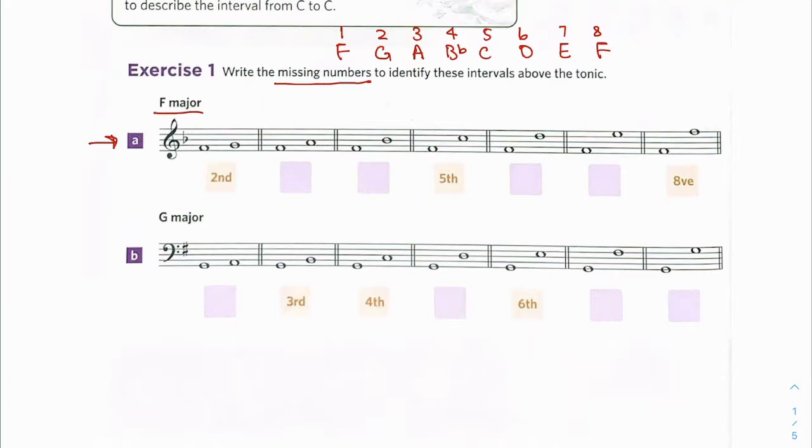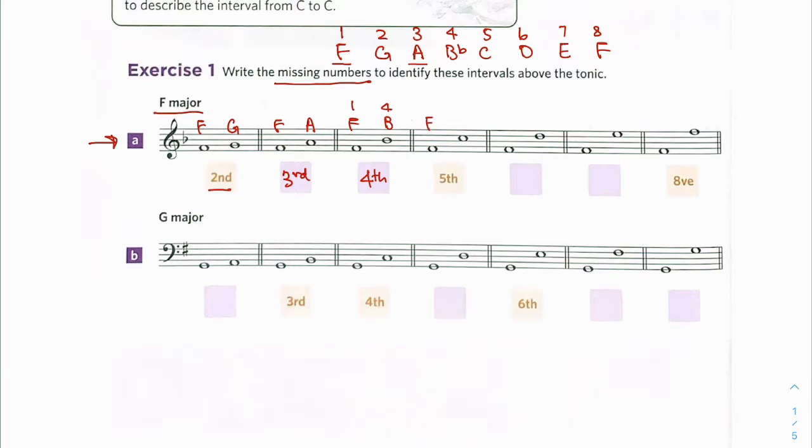Let's start with the first bar. We have an F going to a G, which is degree number 1 going to degree number 2. So it's a second. Next bar, we have an F going to an A. So we have degree number 1 going to degree number 3. Therefore, it's a third. Next, we have F going to B flat, which is degree number 1 going to degree number 4. So it's a fourth.